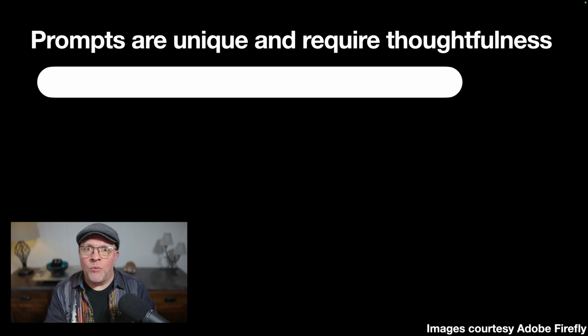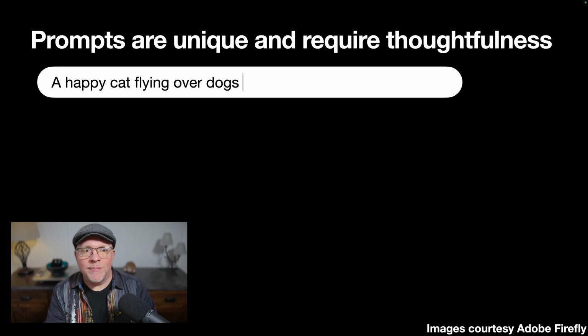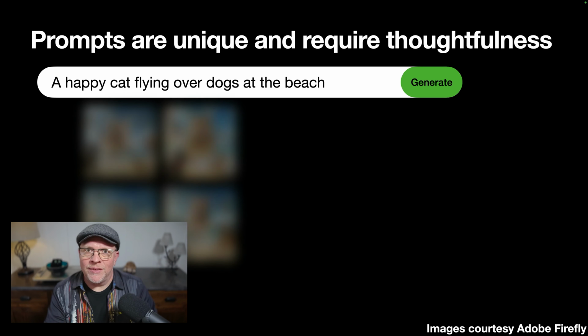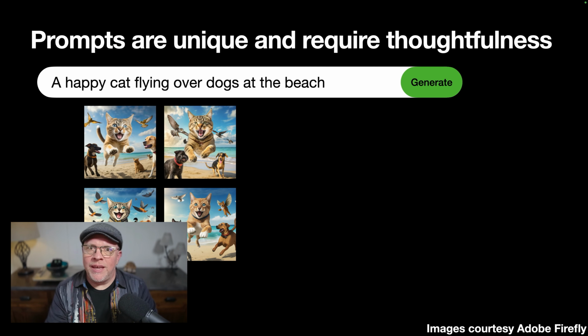Let's pretend that we are creating a new children's book, and one of the images that you want is a happy cat flying over dogs at the beach. That sounds good. So let's go ahead and generate this. As you can see, the AI generated a few different options for us. Now, granted, this image does include the things that I asked for, but what do you notice here? Well, for me, that cat looks a little evil for a small child to look at. I think that might give them nightmares.